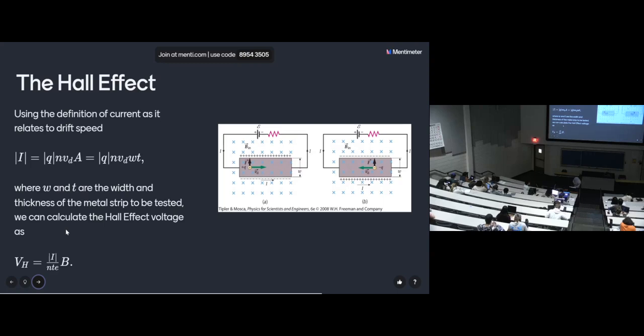A is the cross-sectional area. So in this case, W will be the cross-sectional area times the thickness, which is going to be in and out of the screen here. Yes, N is number density. So how many charge carriers fit per cubic meter, per cubic centimeter?